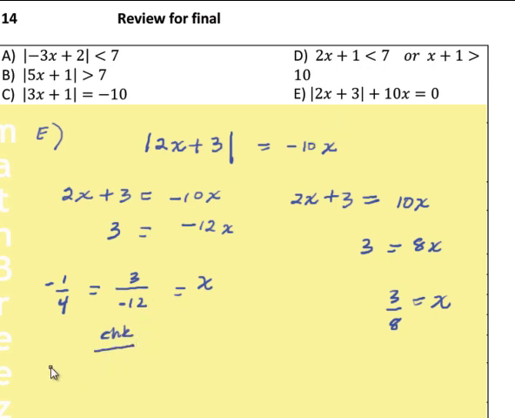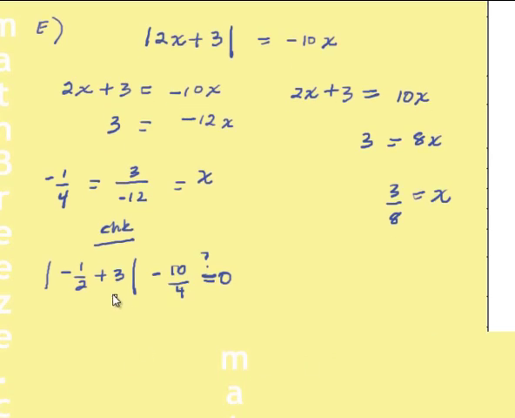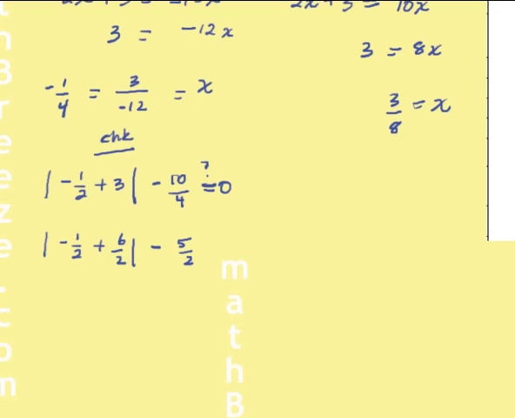Substitute in minus 1/4, and here we're going to substitute right here. Minus 2 over 4, that's minus 1/2 plus 3. Minus 10 over 4 equal 0. Here, 3 is equal to 6 over 2. And let's write this as 5/2. Okay, we want to see is this equal to 0? Okay, so here we do have the absolute value of 5/2 minus 5/2, which is equal to 0.